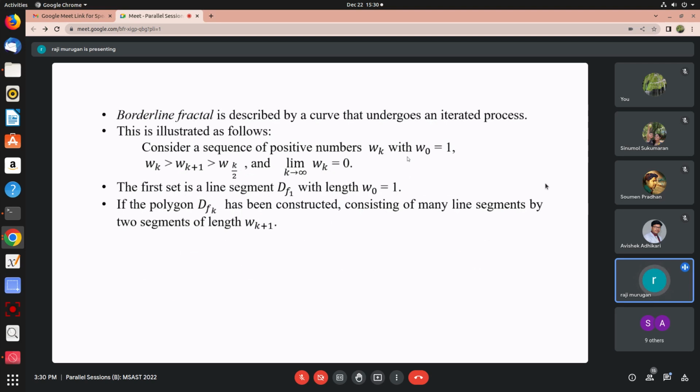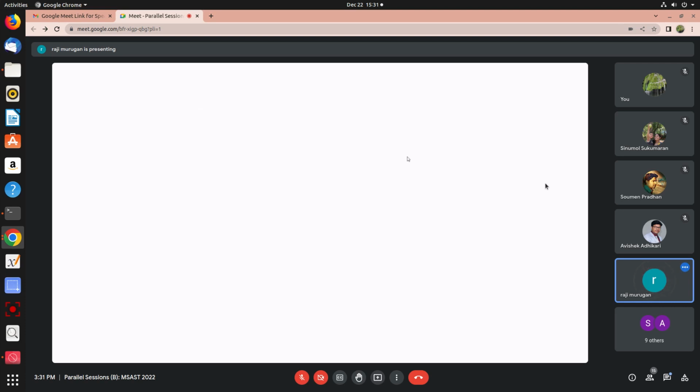Borderline fractals are described by a curve that undergoes an iterated process. Consider a sequence of positive numbers w_k with w_0 not equal to 1. Here w_k is greater than w_(k+1), up to w_k by 2. As k tends to infinity, the limit is 0. The first set is a line segment F_1 with length w_0. If the polygon F_k has been constructed consisting of many line segments, replace each by 2 segments of length w_(k+1).